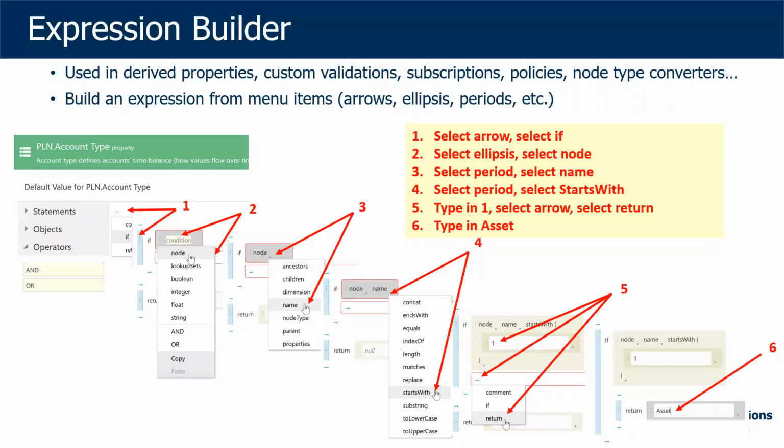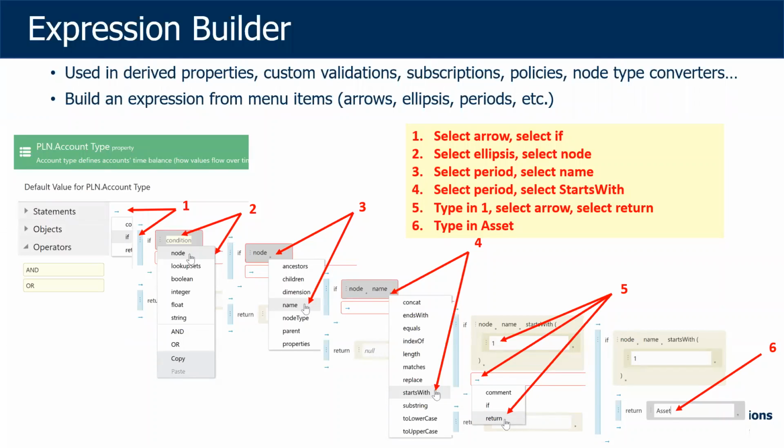So expression builder is used in derived properties, custom validations, subscriptions, policies, node type converters. This is your way to build in logic. What's great is it's not scripting. It's a wizard-driven GUI interface to define your logic. You would pick the arrow and say, okay, I'm going to start with an if statement. So if my node name, and I'm stepping through 1, 2, 3, right? So if my node name starts with, and then I can pick these functions, and based on whatever your prior selection was, it gives you what your next available parameter will be.